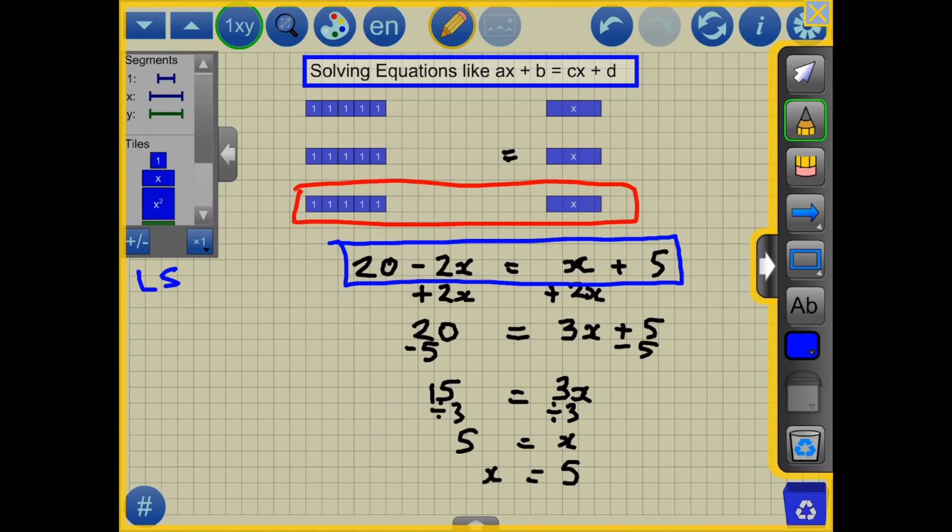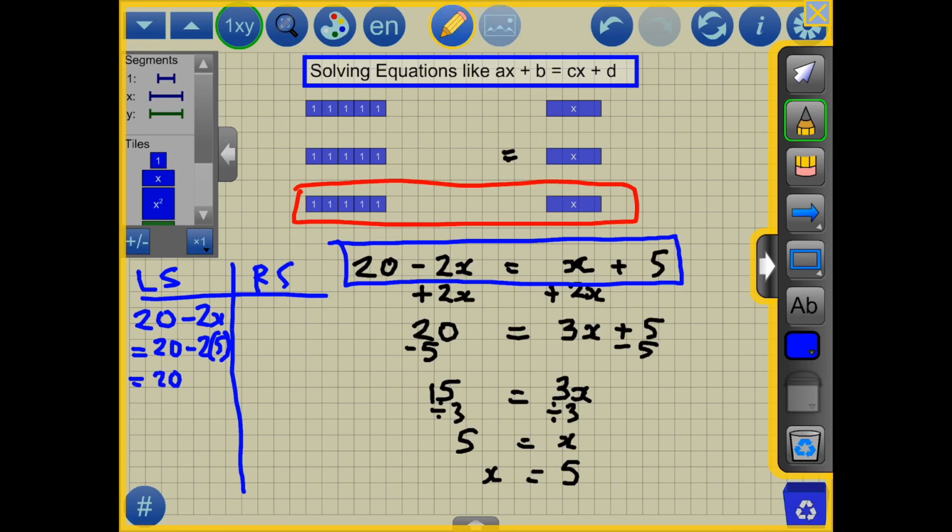Well, let us consider the left side and the right side of that equation. On the left side, we have 20 minus 2x. Well, we know x is 5. So this now becomes 20 minus 2 times 5. That's just 20 minus 10, which equals 10. So with the value of x equals 5, our left side of our original equation is equal to 10.